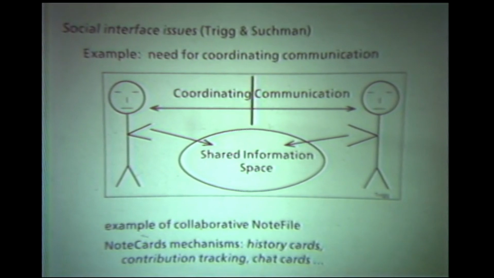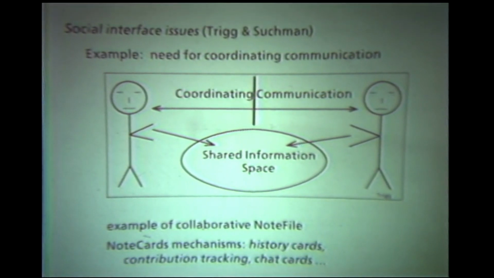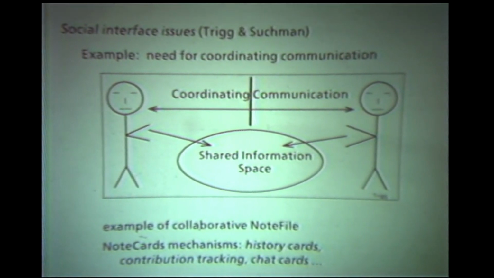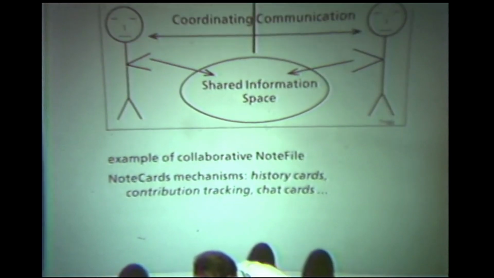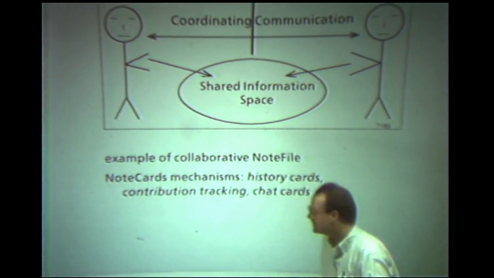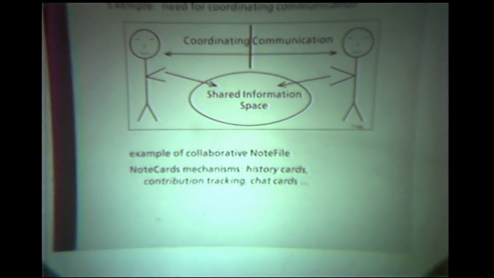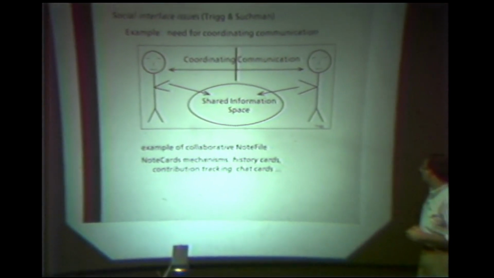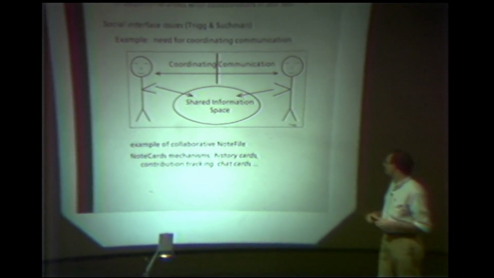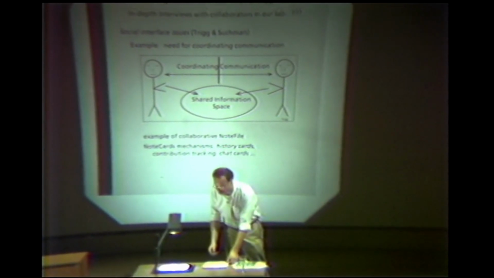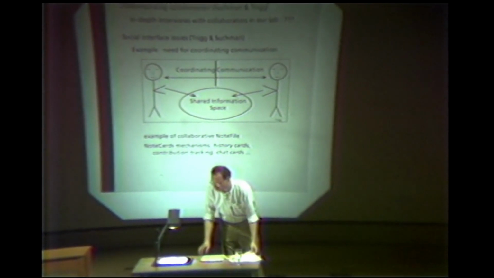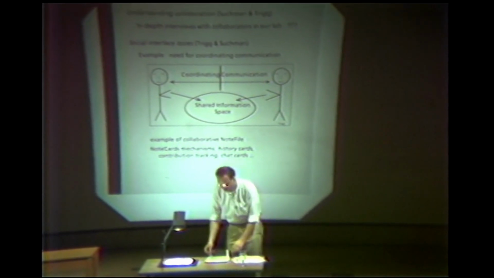Lucy and Randy are doing in-depth interviews and other ways of analyzing collaborators in our lab to understand collaboration. And we're also looking at what kind of things you have to, I've called it social interface issues, but how do you put the coordinating things about collaboration into note cards? So things like history cards, contribution tracking, chat cards that allow people who are simultaneously using a note file just to speak to each other and so on. Okay, so we want to look at how we build those things into note cards.